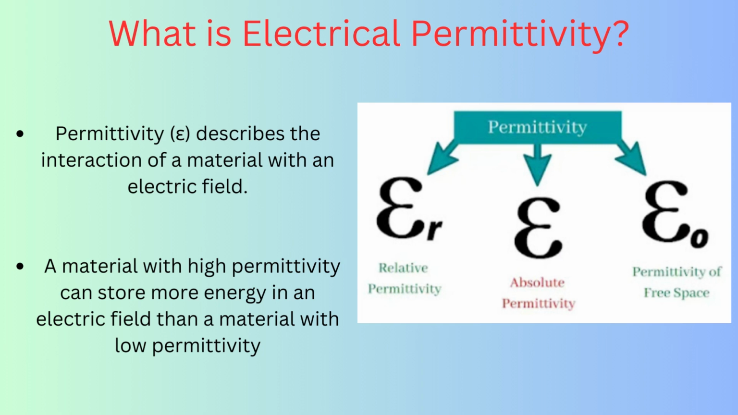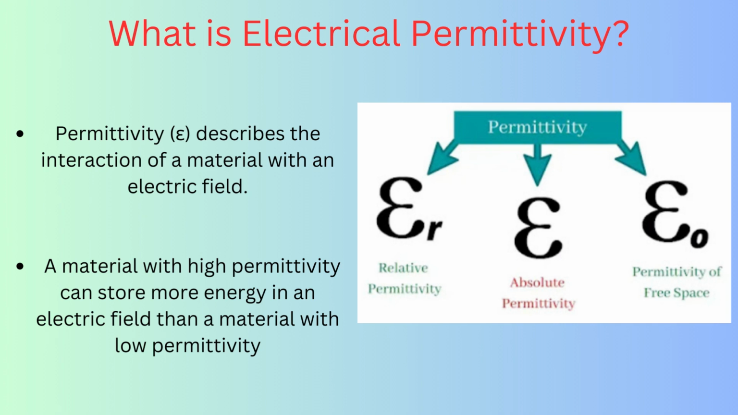In electromagnetism, absolute permittivity, often simply called permittivity and denoted by the Greek letter epsilon, is a measure of the electric polarizability of a dielectric. A material with high permittivity polarizes more in response to an applied electric field than a material with low permittivity, thereby storing more energy in the material.